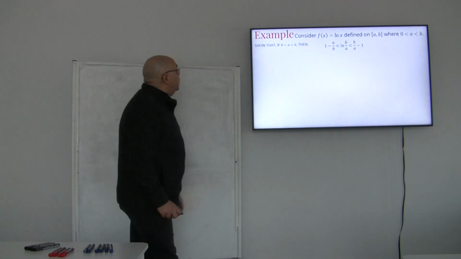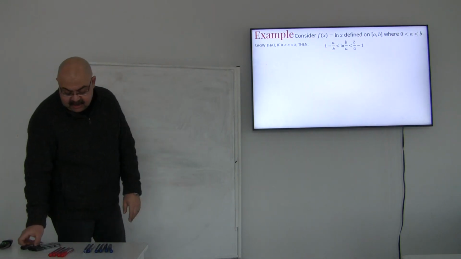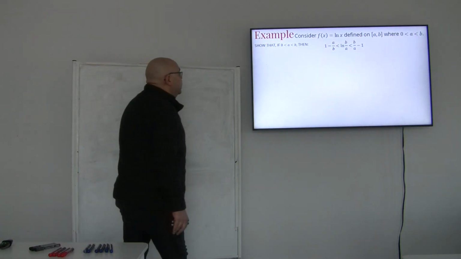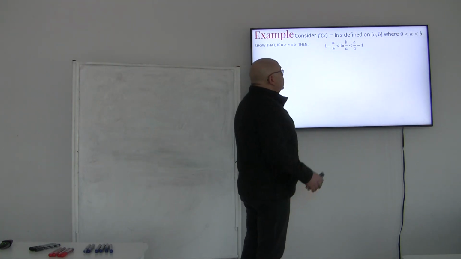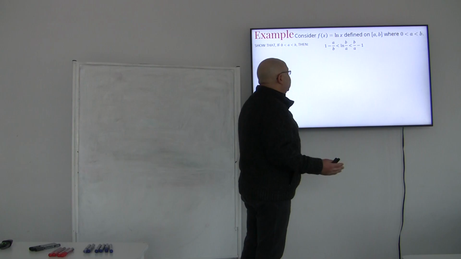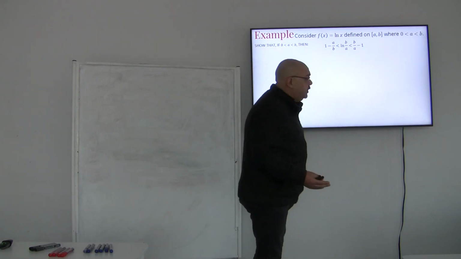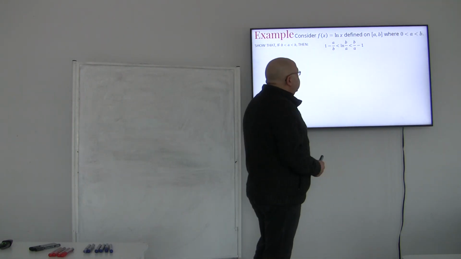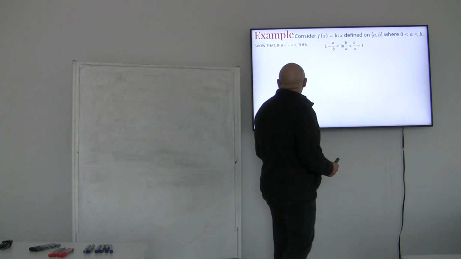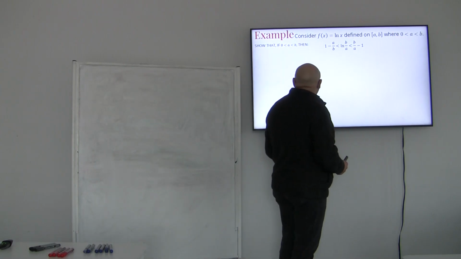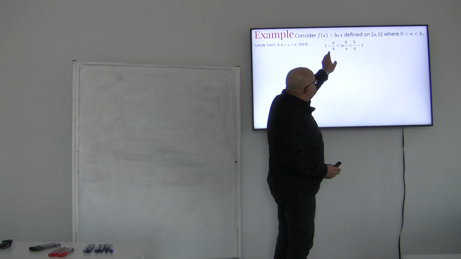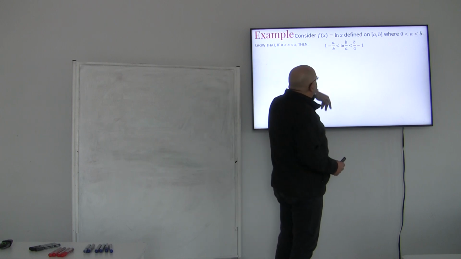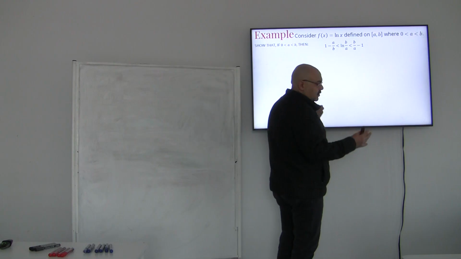Okay, let's start with this problem. Another taste of how to use the mean value theorem. It says, consider f of x equal to ln of x defined on an interval a, b, where a is greater than 0 and less than b. Show that if a is greater than 0 and less than b, then I can prove this inequality, which has ln of b over a in the middle.